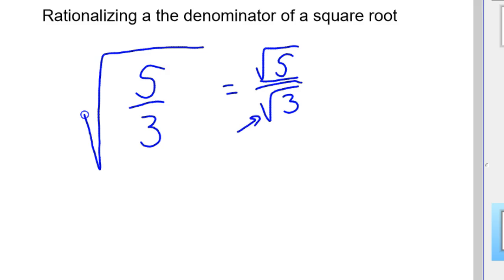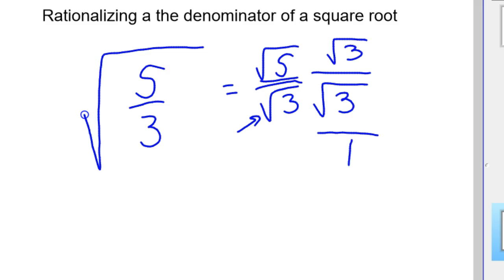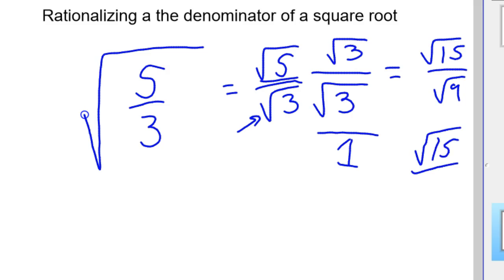So this square root of 3, we don't want it as square root of 3 anymore. What's nice is we can just multiply by that root 3 on top and on bottom, because square root of 3 divided by square root of 3 is 1. So we've made this really nice 1 there. And just multiply straight across. So that'd be square root of 15 divided by the square root of 9. Well, we know the square root of 9 is 3, so the answer is square root of 15 over 3. And again, I showed why that's important earlier.